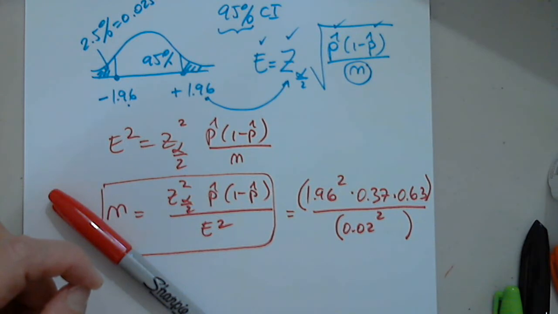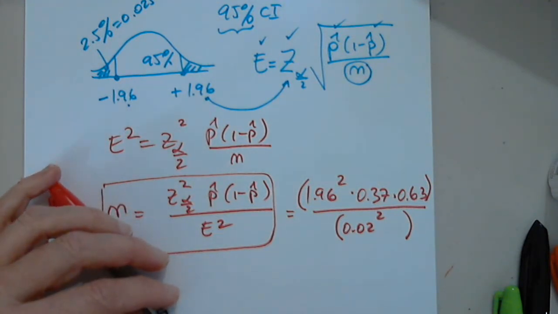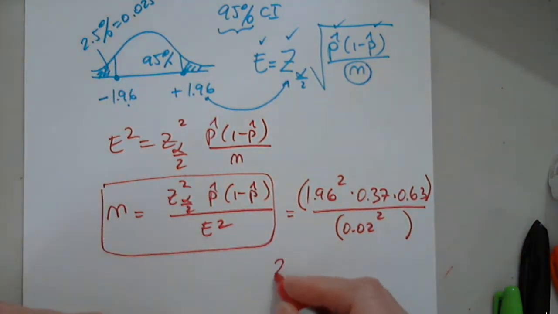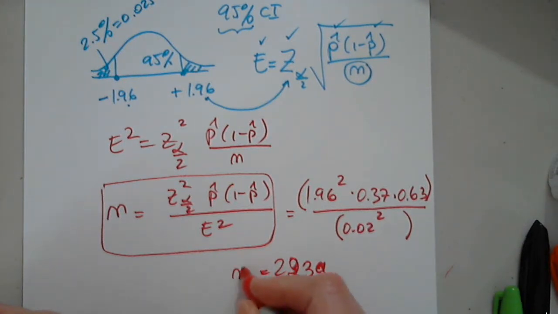So 2238.6 means 2239. Even if the tenth digit were 0, I would still have to go to 2239. So 2239 is the sample size. I have to survey 2,239 people to meet my target of the margin of error of 0.02. Oh, I didn't mean to do that. I meant to do this.